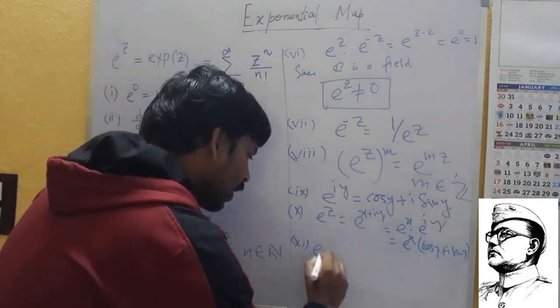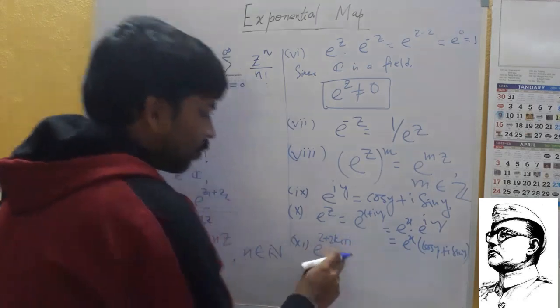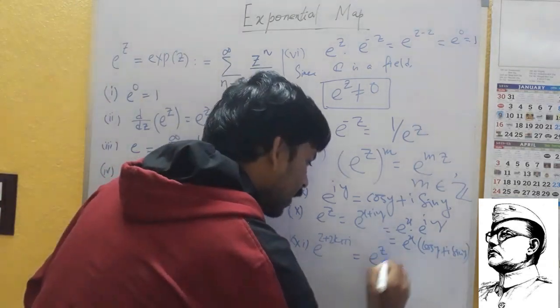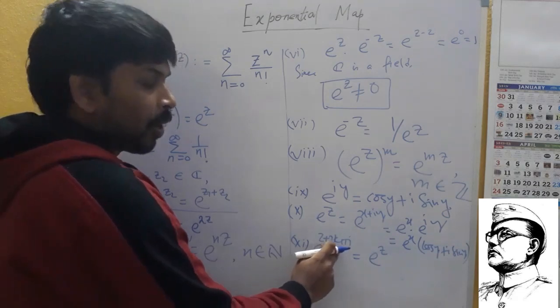So obviously e to the power z plus 2k pi i, using this formula, you can write is e to the power z, right. That means this is a periodic function with period 2k pi i.